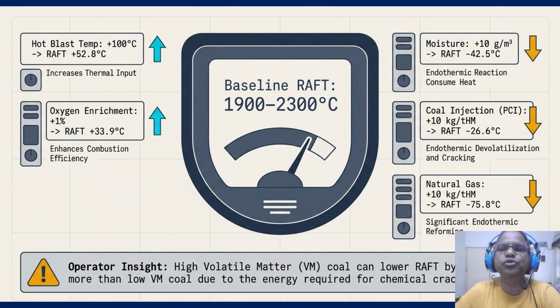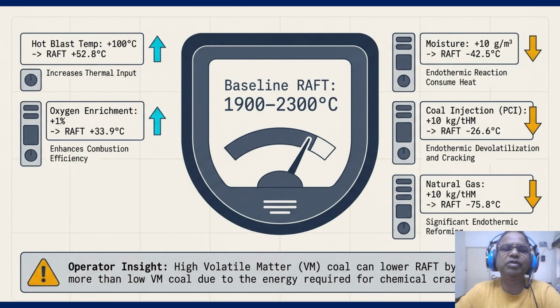The central gauge shows our target window, that is 1900 to 2300 max. On the left, increasing hot blast temperature or oxygen enrichment pushes the needle up, enhancing combustion efficiency. Conversely, increasing moisture, coal injection or natural gas pulls the needle down, because of the endothermic reaction.